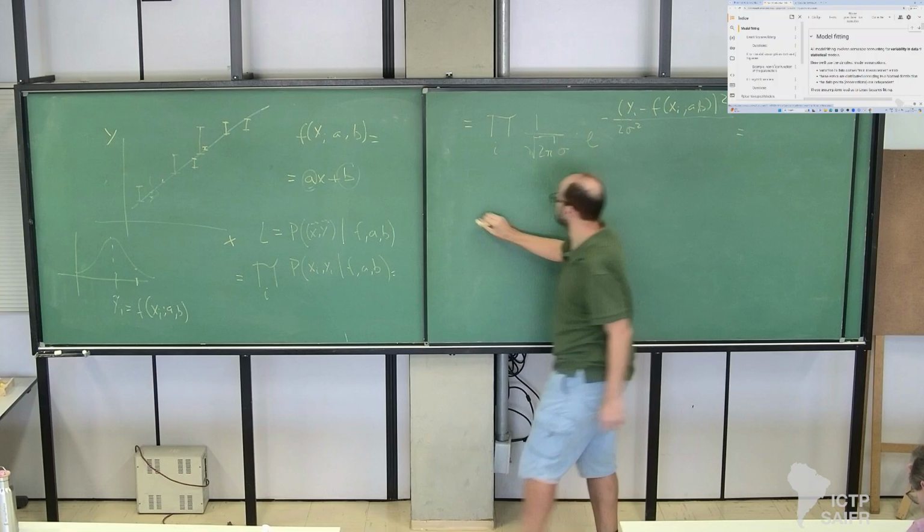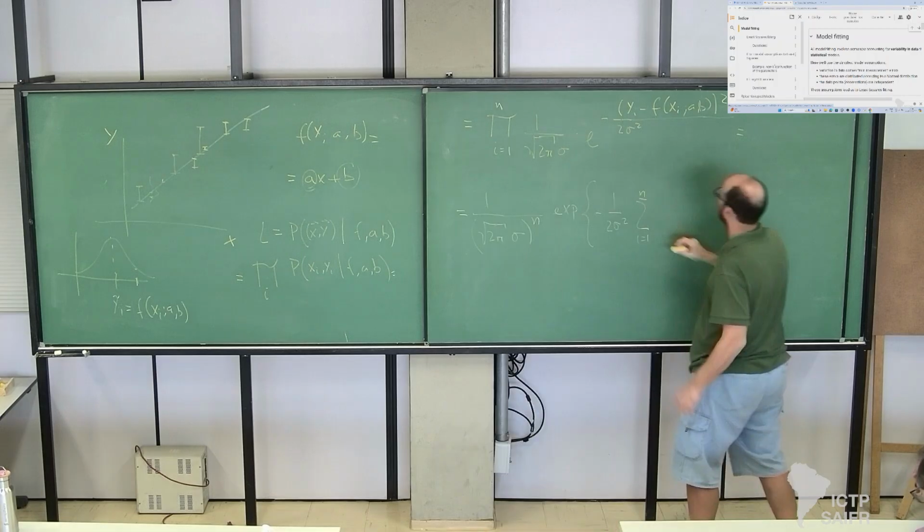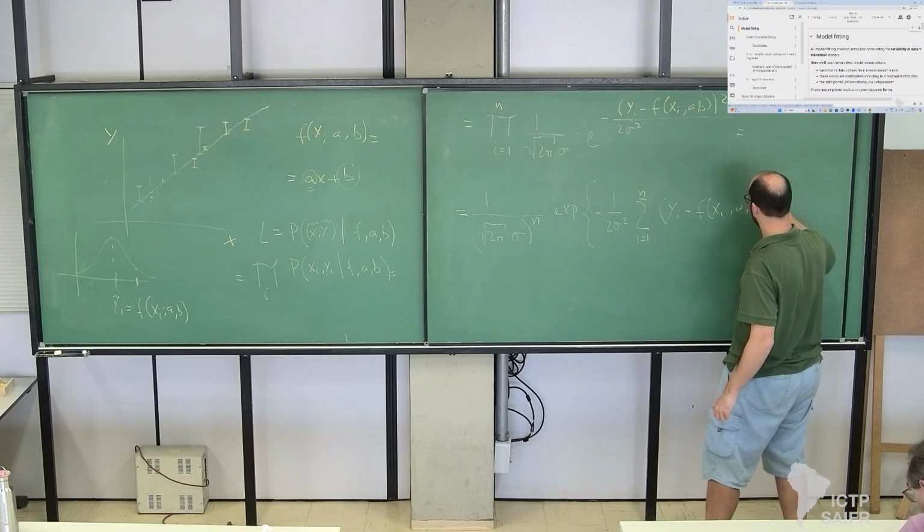Exponential of what? This minus 1 over 2 sigma squared is a common factor, and then I have the summation over i of y_i minus f of x_i, a, b, squared. This guy here is what I called the error in the beginning. This is what we are trying to minimize.